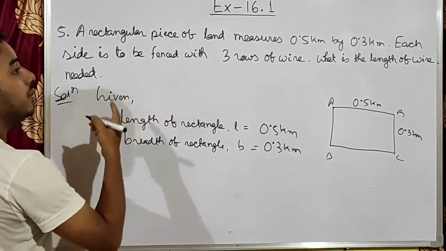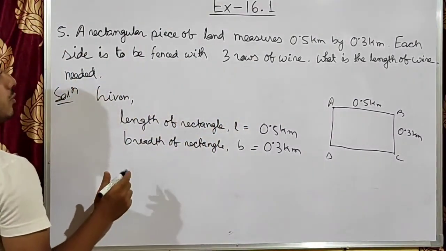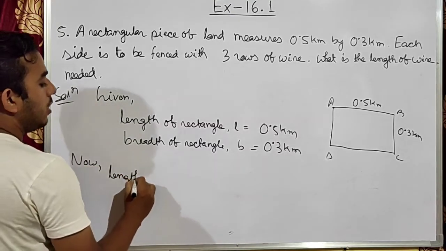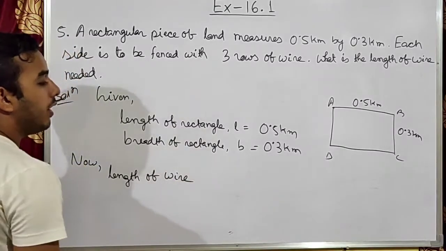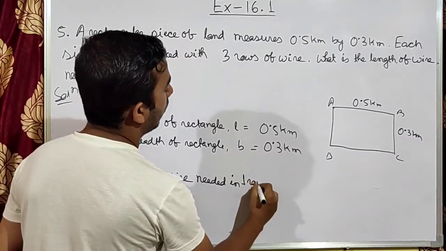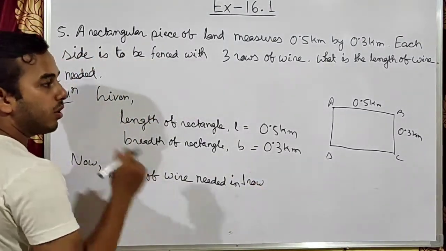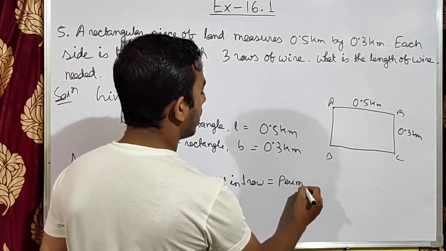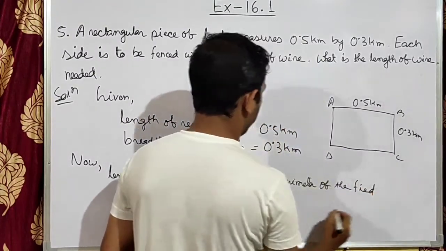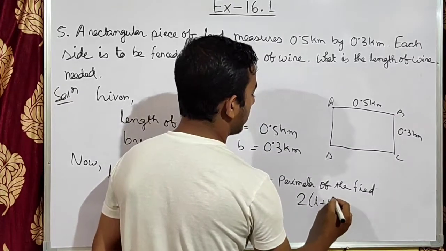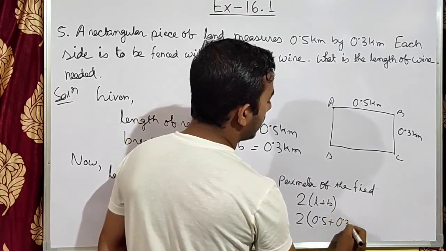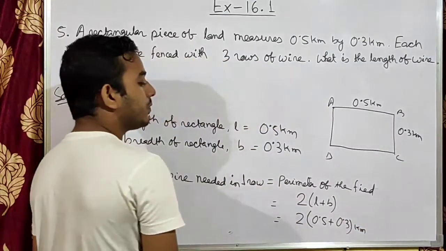Clear? Now what do we have to find? We have to find the length of wire. So the length of wire needed in 1 row, mind it, will be the perimeter of the field, right? Now the perimeter of the field is 2 into (length plus breadth). In place of L we write 0.5 plus 0.3, unit kilometer. Up to this clear?